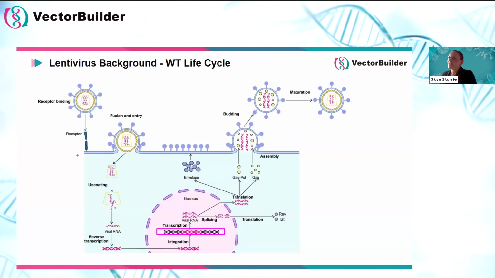So I'm a virologist, so I'm a little bit obsessed with viral life cycles, and I'd like to take you through the wild-type lentivirus life cycle. So it starts with binding of the lentivirus via its envelope glycoproteins to the host cell receptor, which for HIV is CD4. The host and viral membranes then fuse together, releasing the capsid into the cytoplasm.